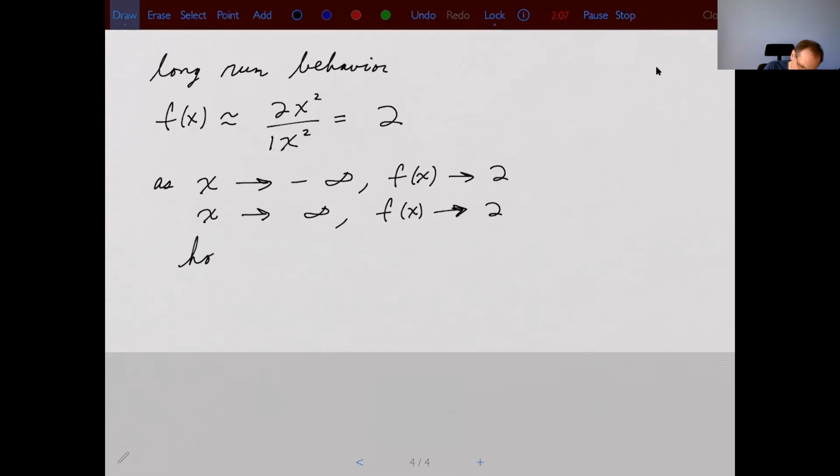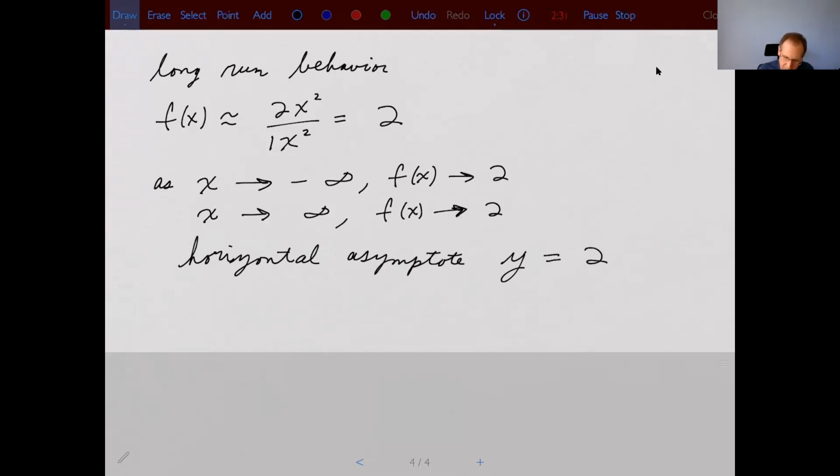So there's a horizontal asymptote, and it's the line y equals 2. So the function is getting closer and closer to 2 as x gets either really, really big or really, really small.